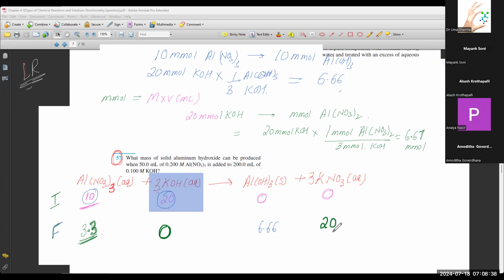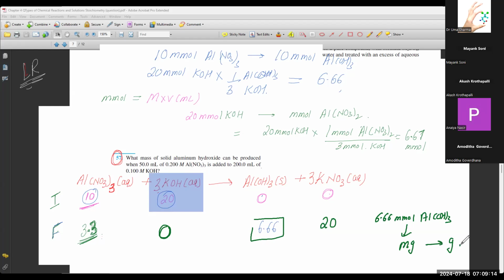Okay, the question is the mass of solid aluminum hydroxide. So you know how many millimoles are formed. Am I right? So you can convert your 6.66 millimoles of Al(OH)3 into milligrams and then into grams. That you know how to do. Okay, Amodita is saying 0.52 grams. Yes, what about the others? Mayank?